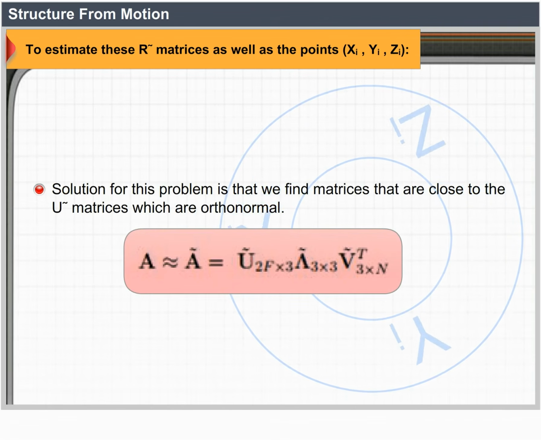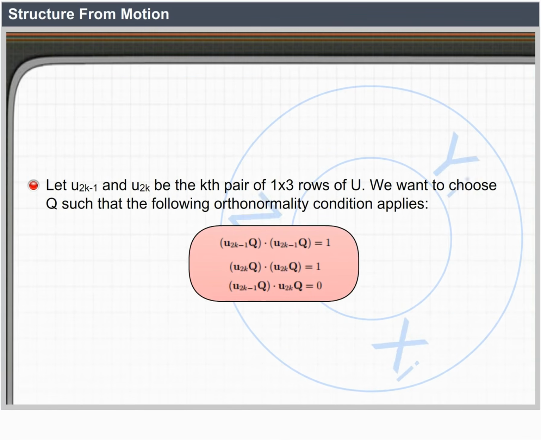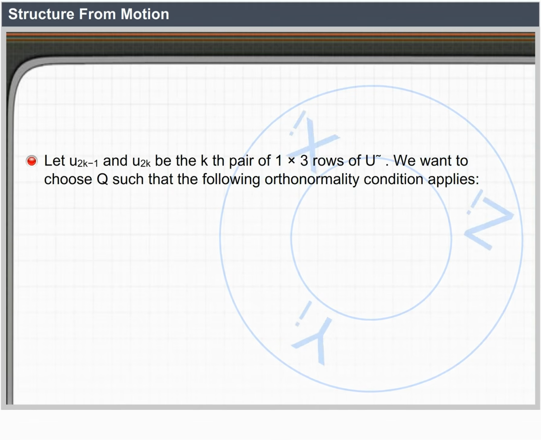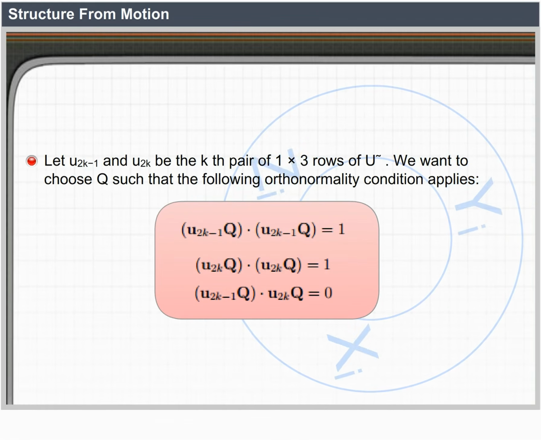Let U2k-1 and U2k be the kth pair of 1 cross 3 rows of U dash. We want to choose Q such that the following orthonormality condition applies as shown. It solves the nonlinear least squares problem.